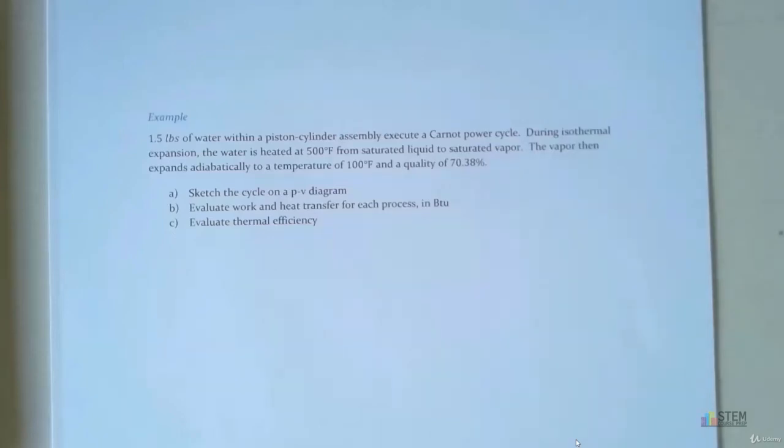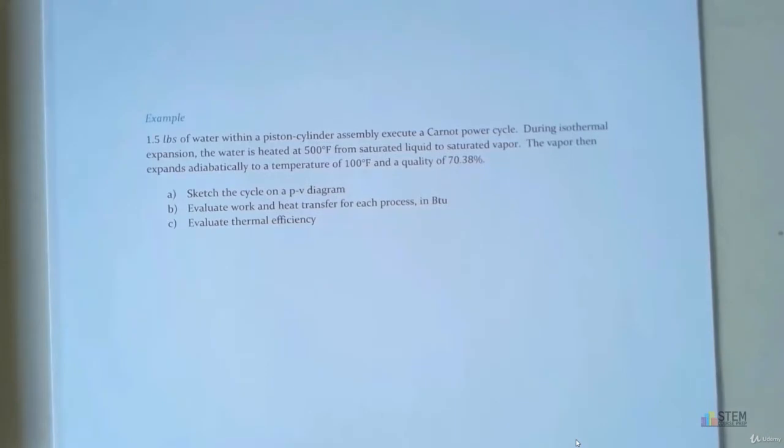Hello, welcome back. We are going to do an example for the Carnot cycle. I'm going to warn you, this one is pretty long. If you'll notice in the note packet, I gave you 2 blank sheets of paper. That's why. Hopefully that will be enough. Hopefully you don't write as large as I do.